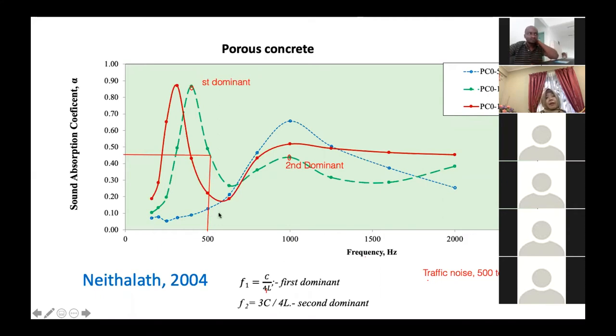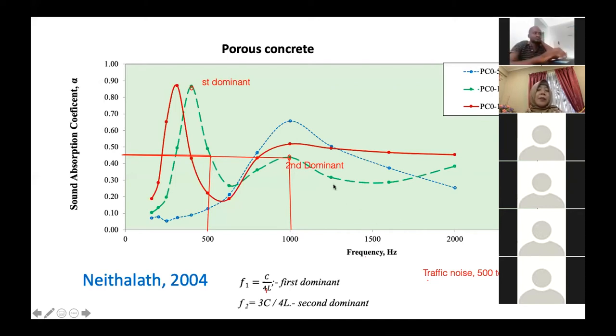Now, if we choose the green one, the thickness is 100 millimeter, we will absorb 0.45 for 500 hertz. And for 1,000, we managed to get almost the same, 0.45. Okay? So if we select the green one with thickness 100, we can absorb 0.45 of the energy from the traffic noise.